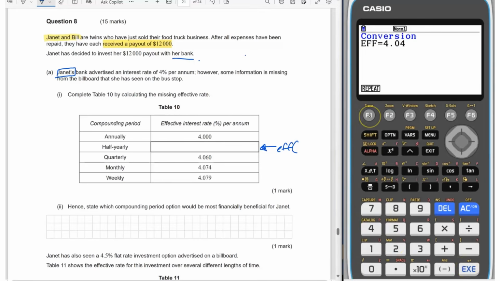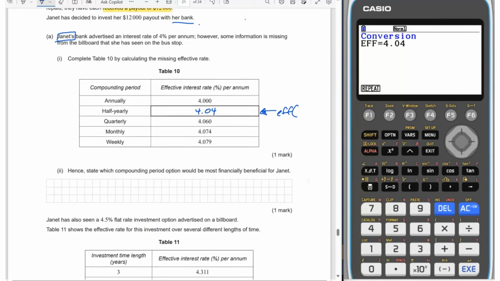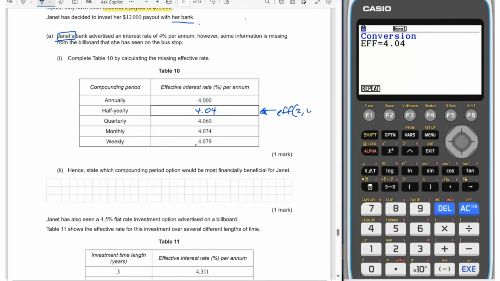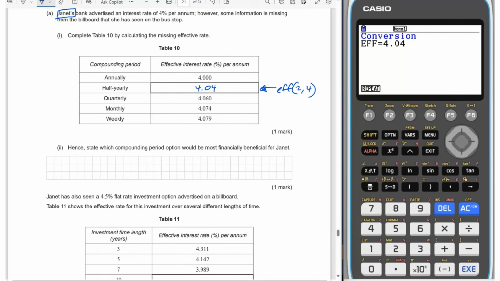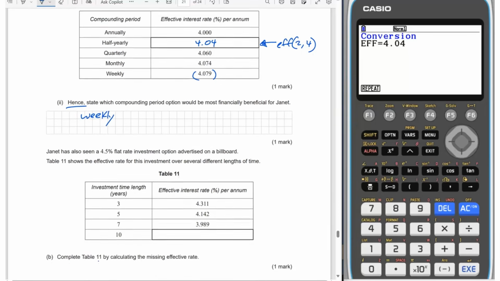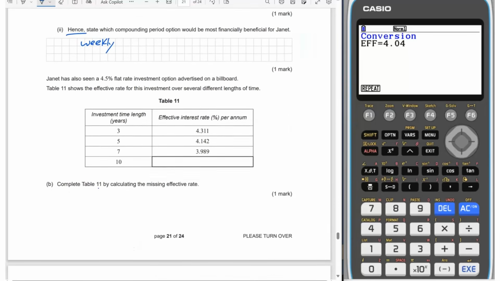So when we press effective here, we're going to get 4.04. And what we inputted was 2.4 here. Now, hence state which of the compounding periods would be the most financially beneficial. So because she's investing money and trying to earn money, we want the highest amount, and that weekly one is definitely the highest interest, or highest effective interest rate.